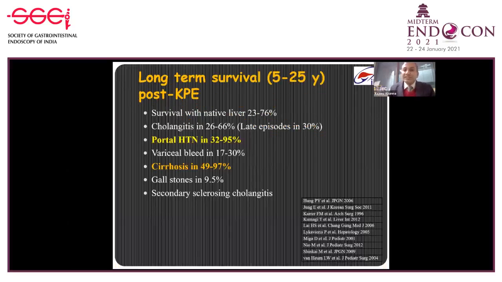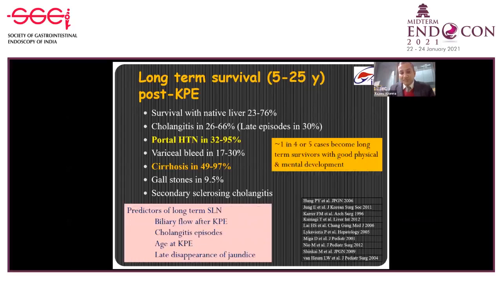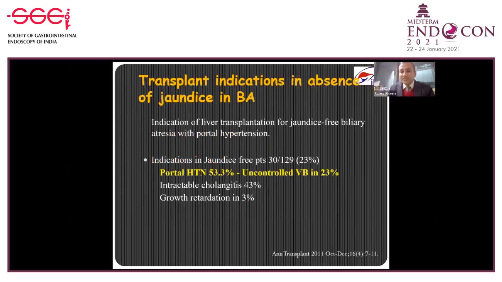Again, from the long-term series, 5 to 25 years post-Kasai portoenterostomy, portal hypertension is an important component, up to 95%, and cirrhosis is almost universal. Again, from this series from the East, this has shown that uncontrolled variceal bleed and portal hypertension is an important indication for liver transplantation in biliary atresia children.